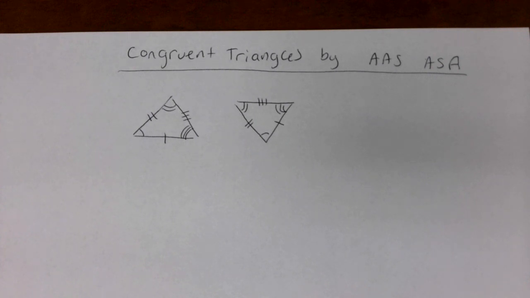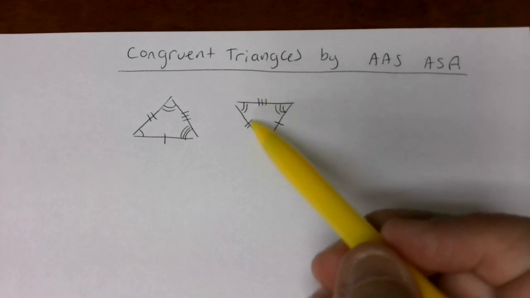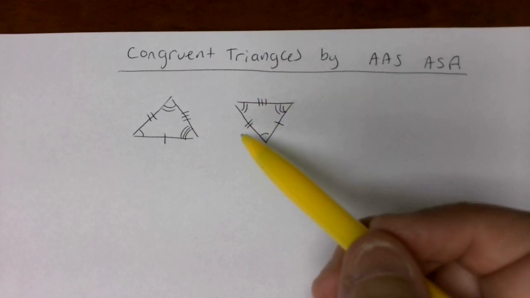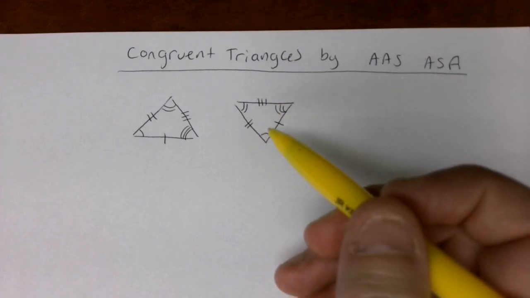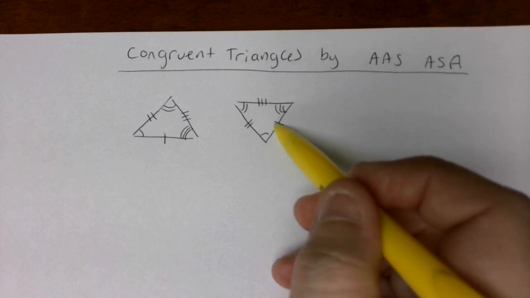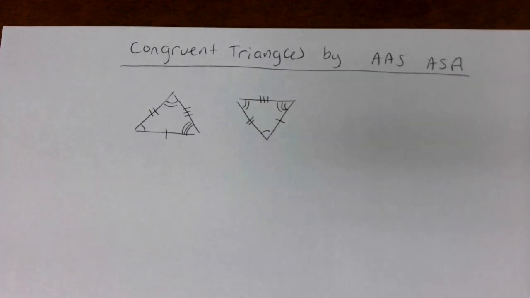So some of the shorter ones that we've already looked at is if you can show that all 3 sides are the same in 2 different triangles, they're automatically congruent by side, side, side, and we don't even have to worry about the angles. The other one that we looked at was side, angle, side, where if you know 2 sides are the same and the angle in between them is the same, it automatically means that the 2 triangles are congruent. We don't have to go any farther.